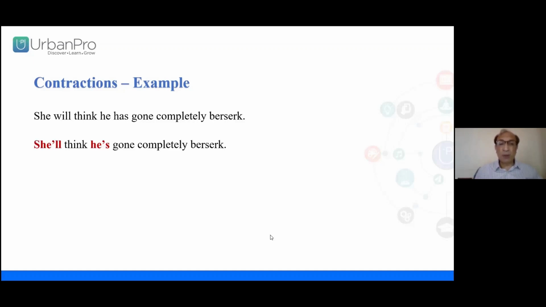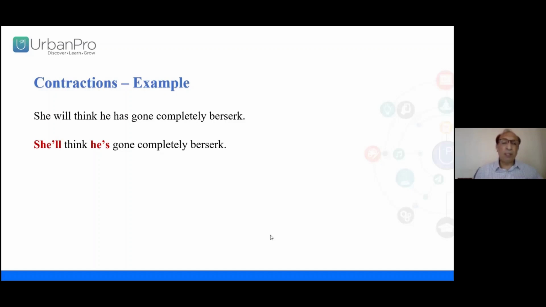She'll think he's gone completely berserk. I do not have to overtly go fast, but the speed does vary the pronunciation of the contractions. See, the benefit of contractions is that I would not necessarily have to speak the whole modal or auxiliary verb as is. So "she will" becomes "she'll", and "he has" becomes "he's".